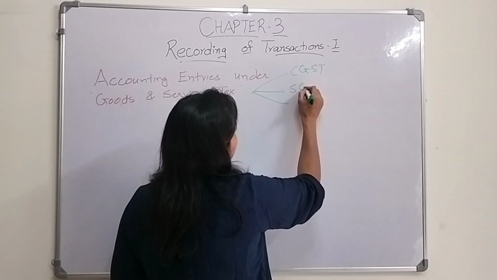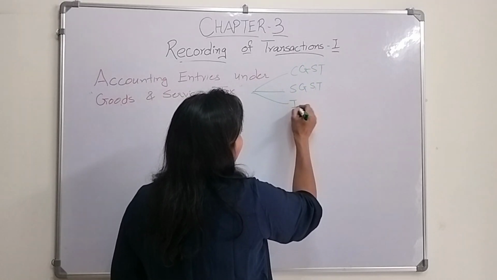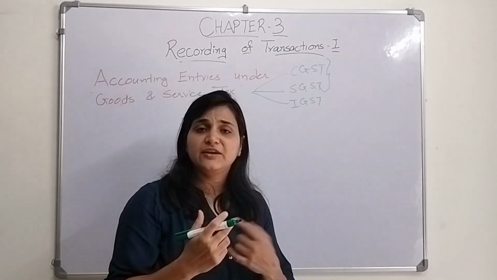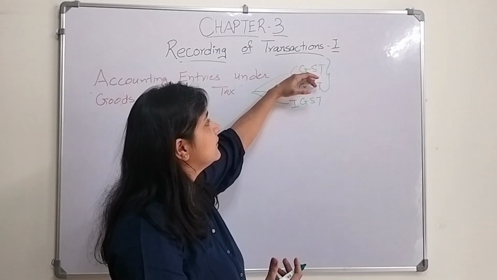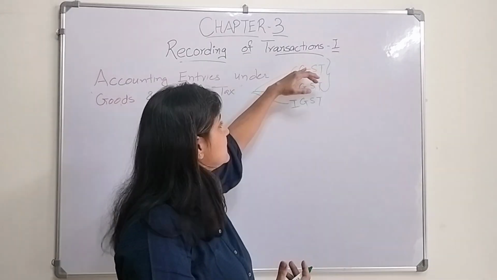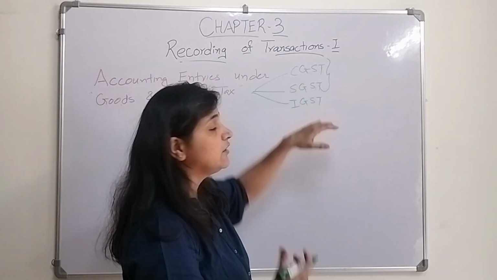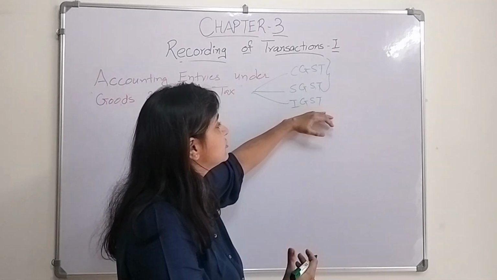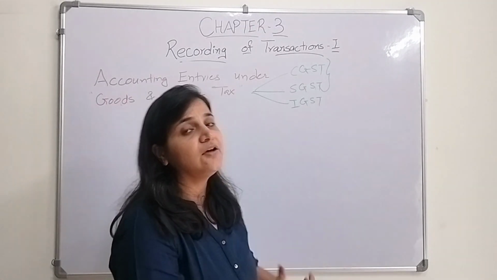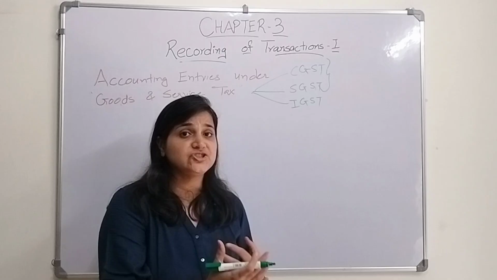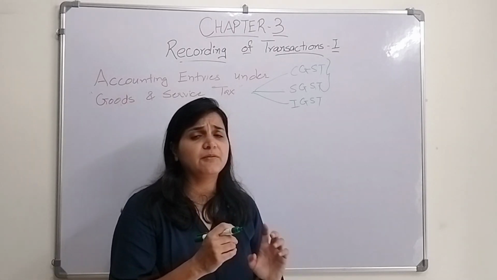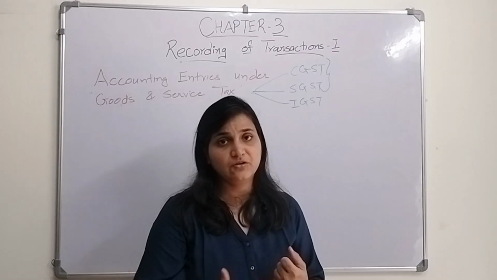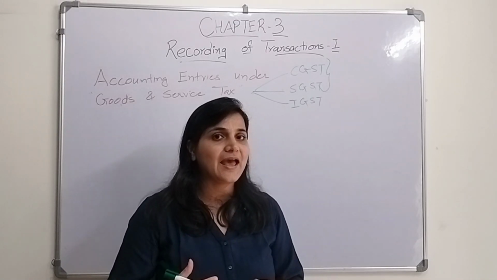CGST, SGST, and IGST. Within the state, if any transactions are happening, there will be a clear bifurcation between CGST and SGST. But between two states, if any transaction is happening, we will charge IGST. Okay. Now, in our example, when we purchase the goods, whatever we are consuming, whatever services we are taking, we are paying taxes.